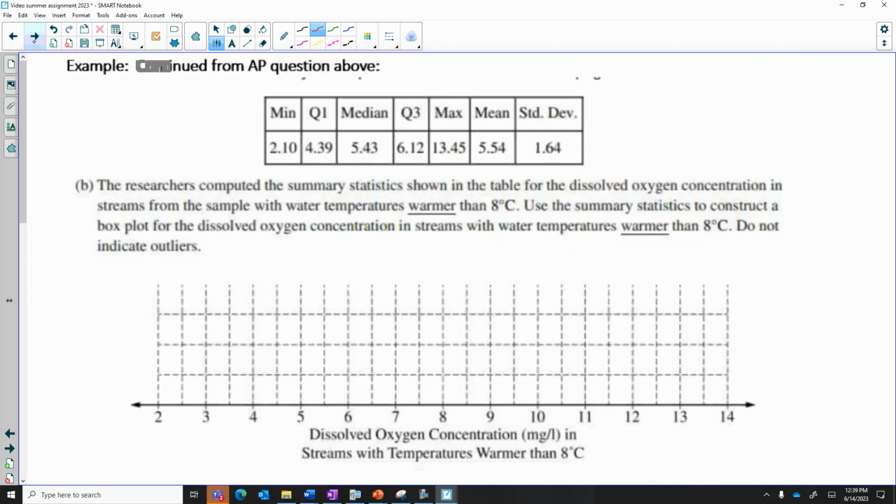So this was an AP question that actually just happened in the last year. And it's the same from above. It's a continuation of the question about the streams that we just did. If you remember, we did the distribution of the dissolved oxygen concentration of the streams with the water colder than 8 degrees Celsius. Now they say, okay, here's the information for the streams that have warmer water than 8 degrees Celsius. So this is a different distribution.